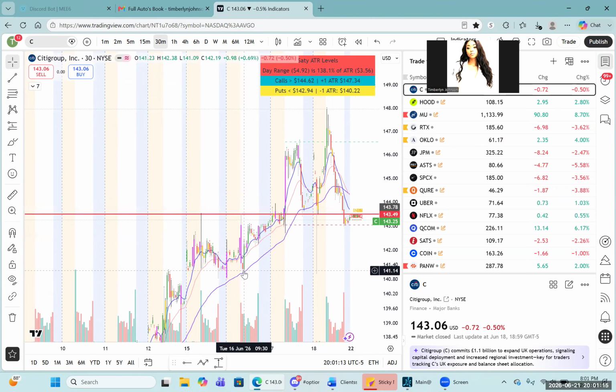But we bounced off that 50 EMA, and that's why I'm telling you guys it's important to have it on your chart. We bounced off that EMA, and we didn't break that 136 area post market, but we did break it pre market, and we went up. So Citigroup was a great play.